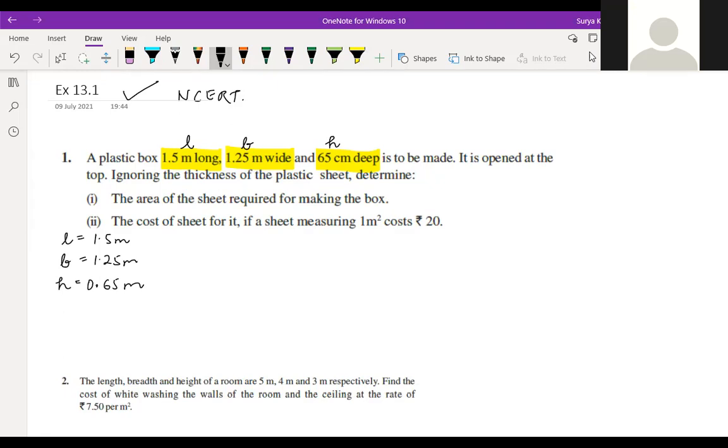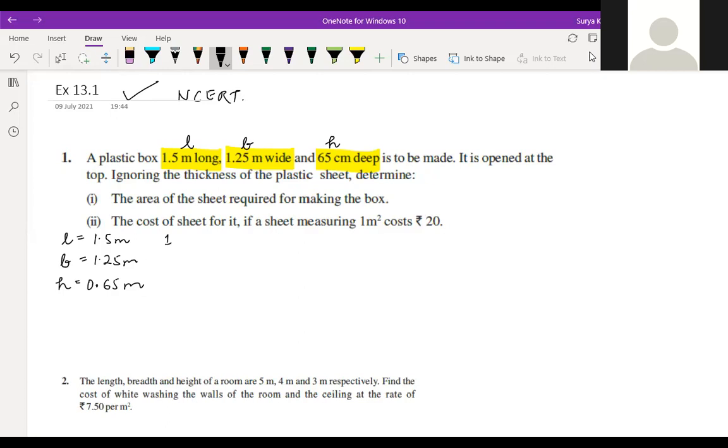So it is open at the top. So the box is open at the top. So remember that. You have to write open at the top. Keep in your mind the box is open at the top. It means left, right, front, back, and bottom are there, but the top part is not there. Then the question they're asking is, find the area of sheet required for making the box.